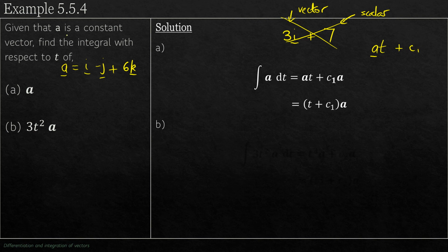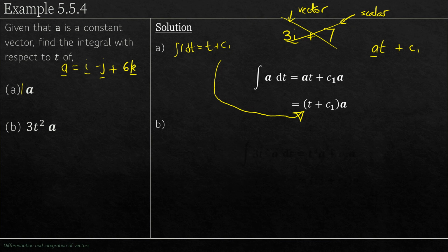If we were to just consider the component of a, or the coefficient rather, it's an invisible 1, and integrate 1 with respect to time, you get t plus a constant, which I'm calling c1 to be consistent, and then bring the a back in. That is another way you can approach it if you want to.